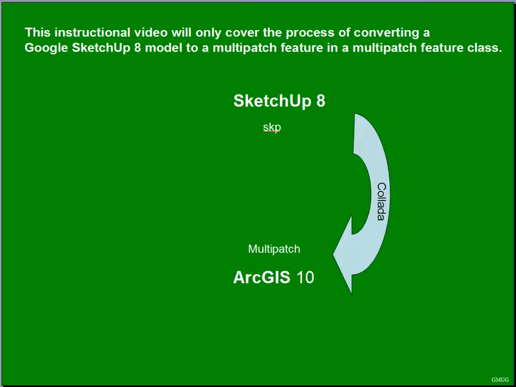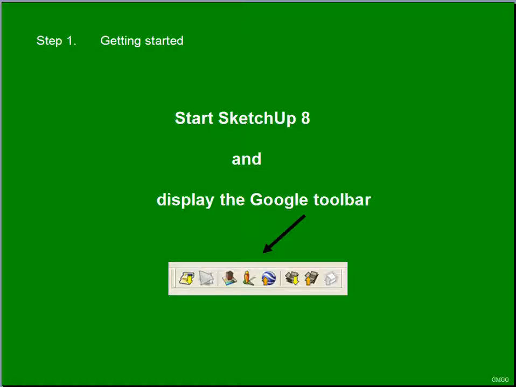This particular video will only cover moving building models created in SketchUp 8 to an ESRI Multipatch feature class for use in ArcScene or ArcGlobe. We will leave the Multipatch back to SketchUp for another day. To get started, simply start SketchUp version 8 and make sure you have the Google toolbar displayed.